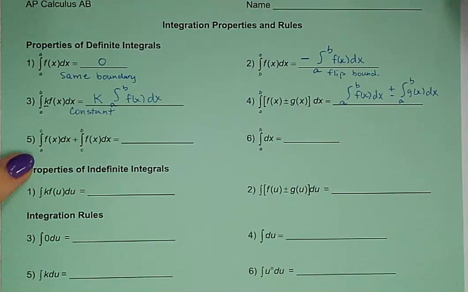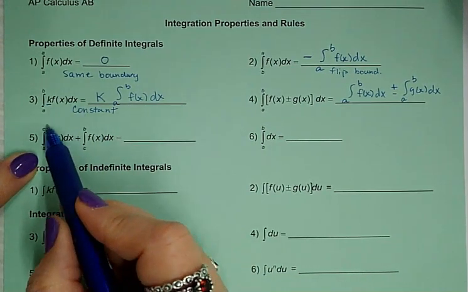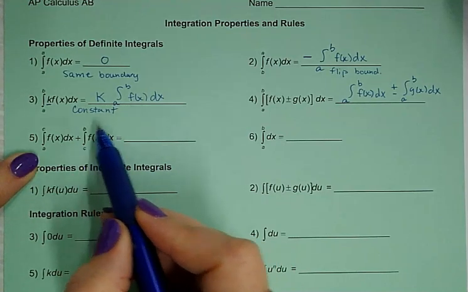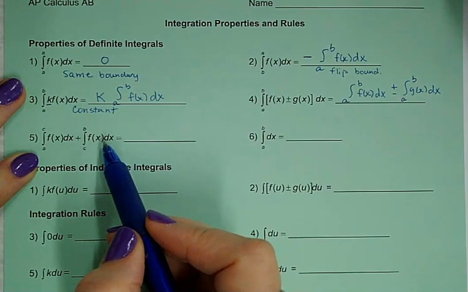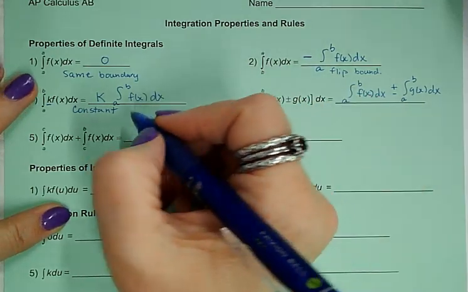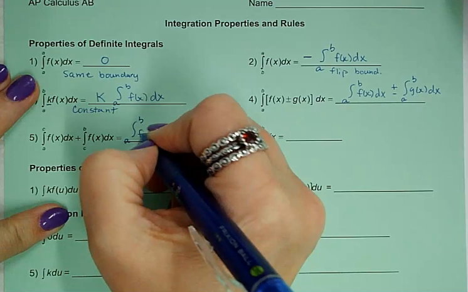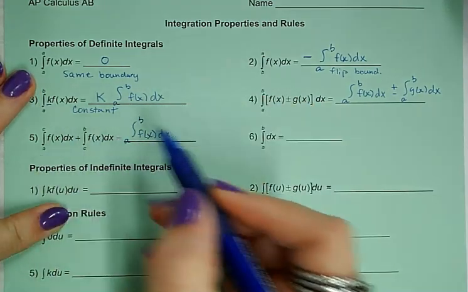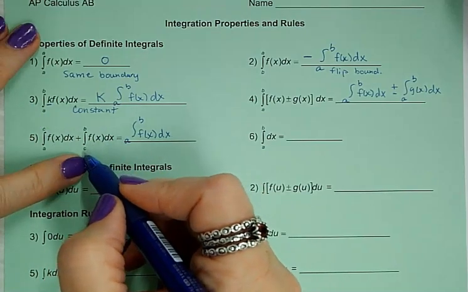All right, so the next one is here. And so we have the integral from A to C of f of x dx, and then from C to B of f of x dx. So what this means is that I can actually just find the integral from A to B of f of x dx. That piece right here in the middle, since they're both integrals, this one is going to end at C and this one is going to begin at C.